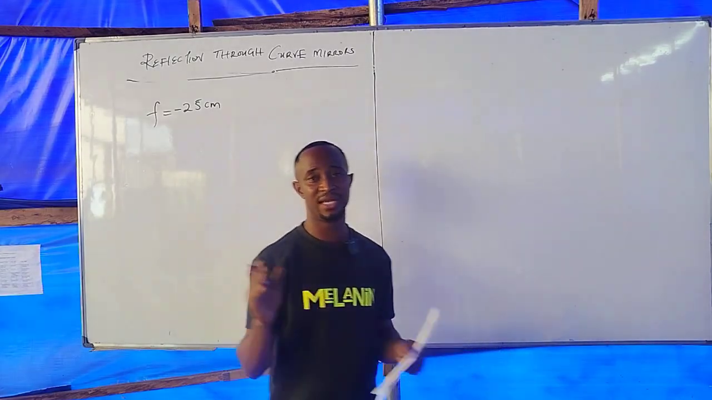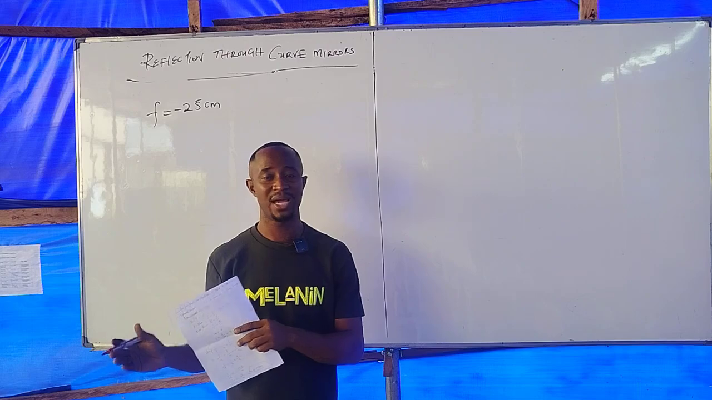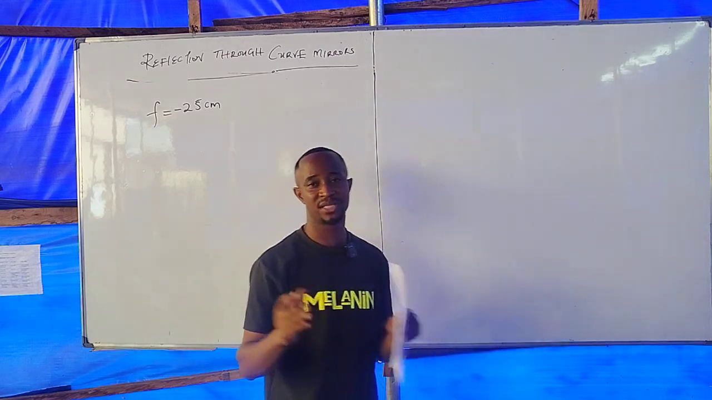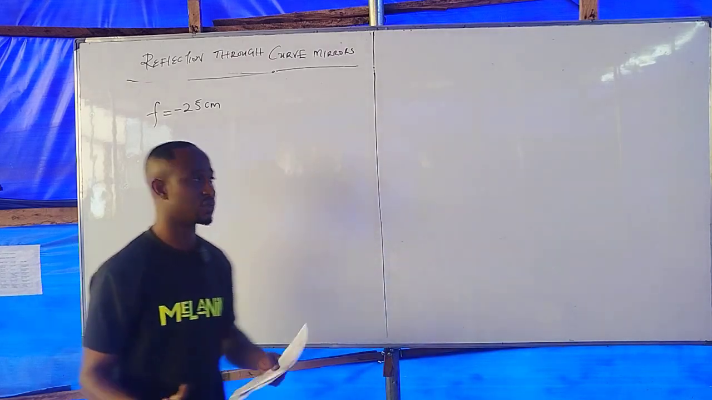Now because we are told that the mirror is a convex mirror, that means we're going to have a negative focal length. Don't forget that every convex mirror has a negative focal length, while every concave mirror has a positive focal length. So we are told that the mirror is a convex mirror.